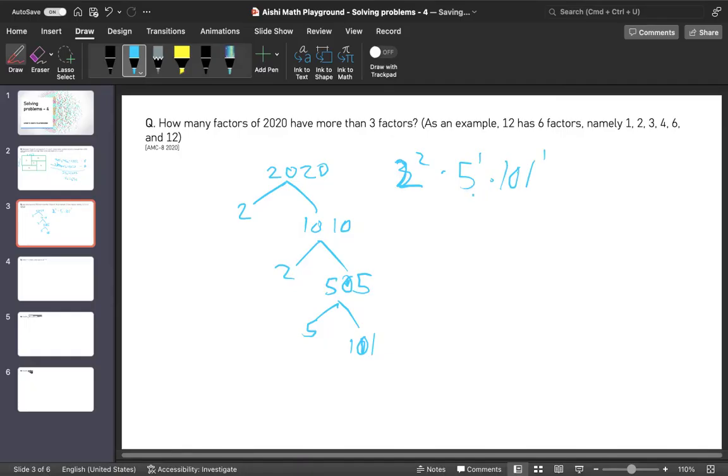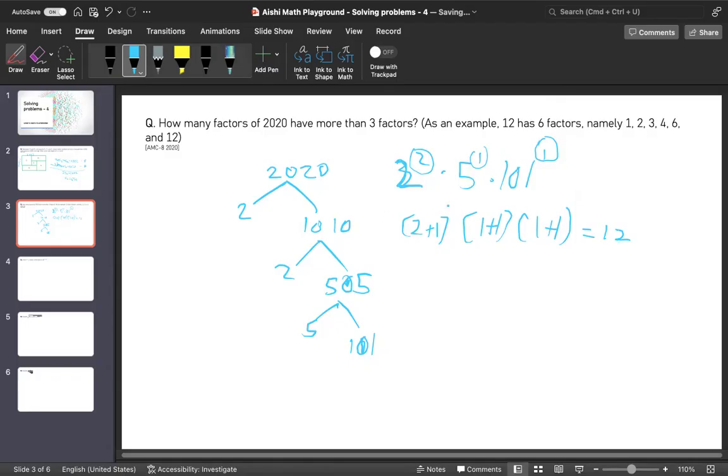Okay, so now we need to know the number of factors, right? So we're gonna do 2 plus 1 times 1 plus 1 times 1 plus 1. So 2 plus 1 times 1 plus 1 times 1 plus 1 is equal to 3 times 2 times 2, so 4 times 3, which is 12.